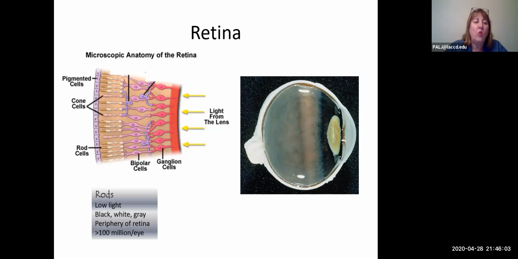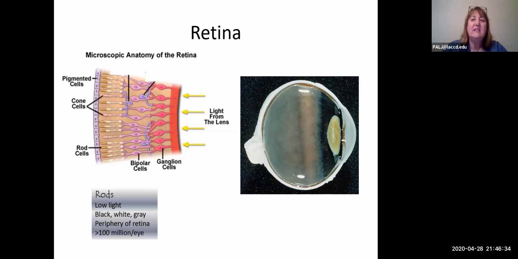With rods, these are the photoreceptors that are going to be activated in low light. Basically, they see shades of gray. So yes, you can call it black, but it's really dark gray. And yes, you can call it white, but it's really very light gray. Just think the whole spectrum of gray shades. And rods are mostly out in the periphery of your retina. They're not going to be anywhere close to your macula lutea.